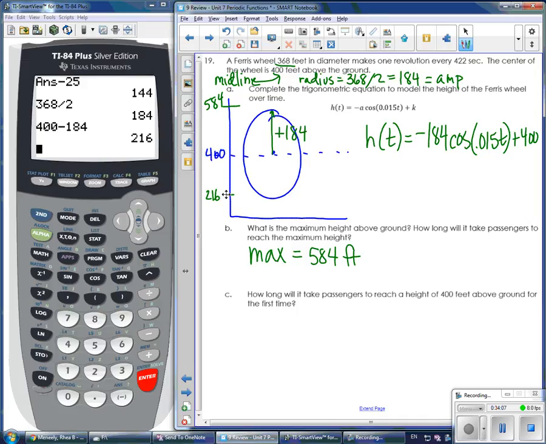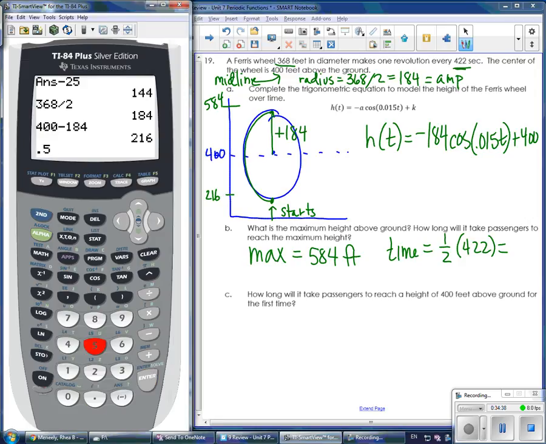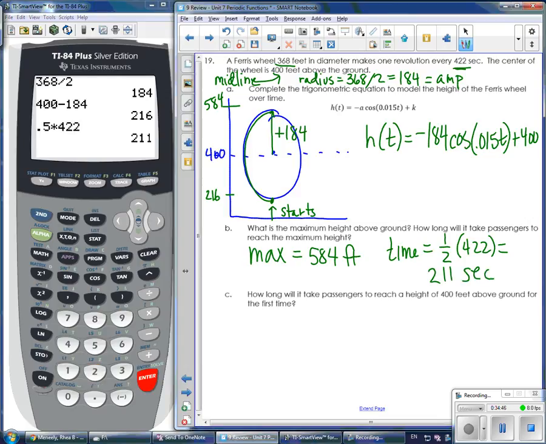And it says, how long will it take passengers to reach the maximum height? So remember, they're getting on here. This is where the ride starts. It starts at the bottom. And we know that it takes 422 seconds to go all the way around. So if they're just going to reach the maximum height, notice they're only going halfway around. So I really only had to get the time. It would just be 1/2 of 422. So 0.5 times 422 would be 211, and that would be in seconds.